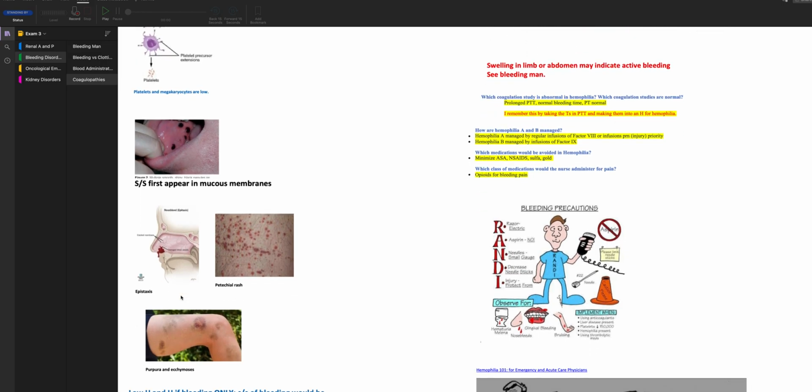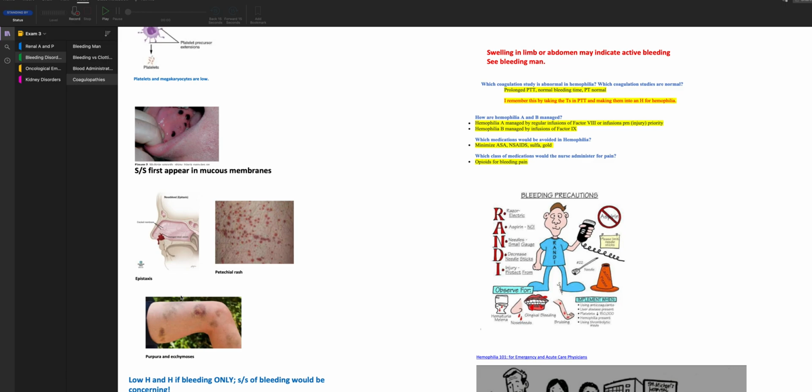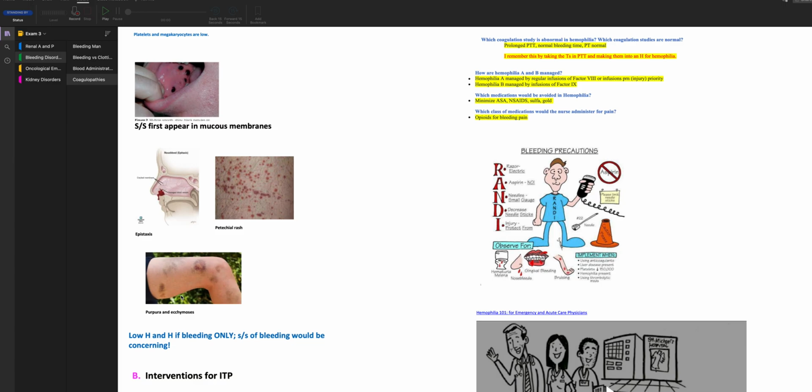Now, they're only going to have a low H&H if they're bleeding. So signs and symptoms of bleeding would be very concerning, but typically they'll just have the low platelet level. Rarely they may get an intracranial bleed. So that's like a hemorrhagic stroke. So monitor for headache and signs of neurological deficit.